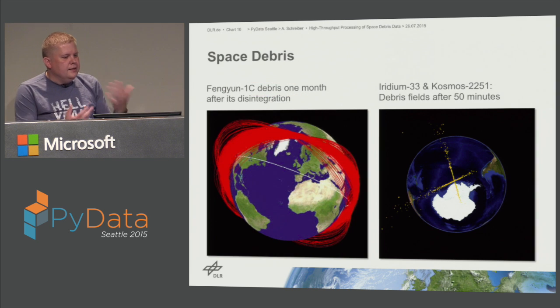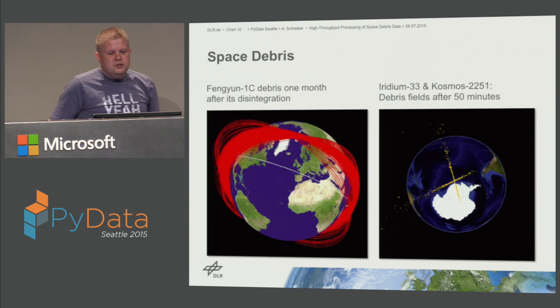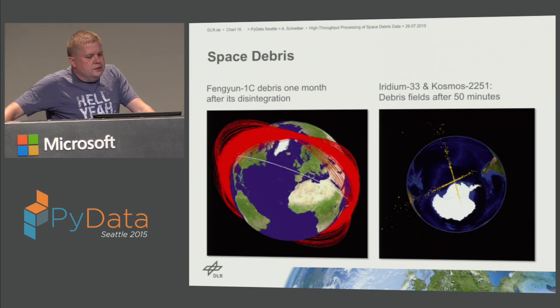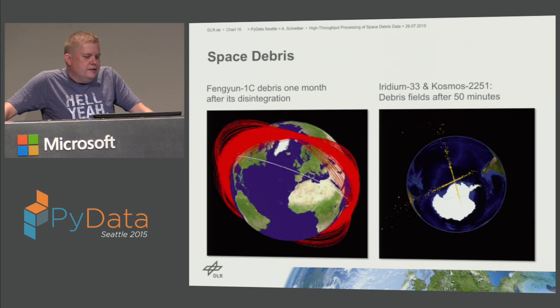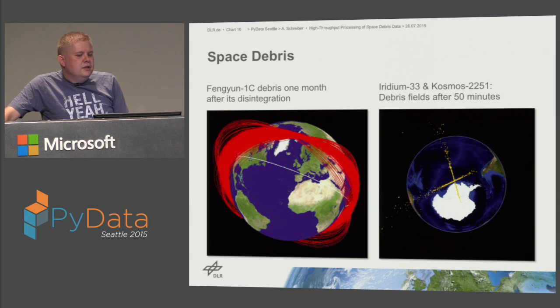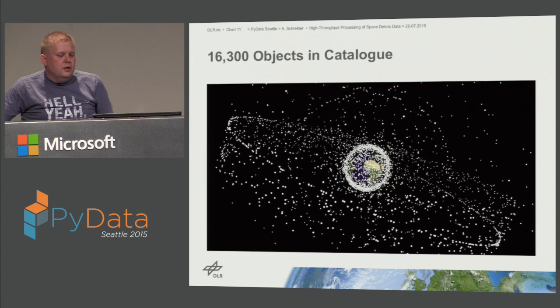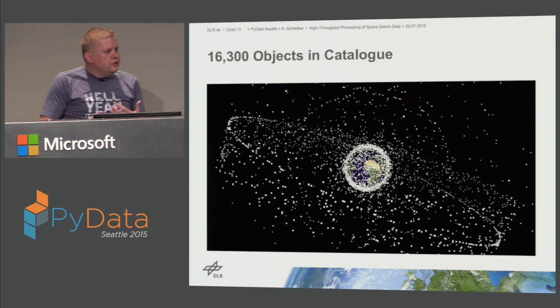As you can see, the impact of this with these two pictures of these two incidents. The space debris of the Chinese satellite just 1 month after the disintegration, and the space debris of the two collided satellites just 50 minutes after the collision. There's a lot of stuff flying around after these incidents. And we have catalogs and databases for storing information about space debris data.